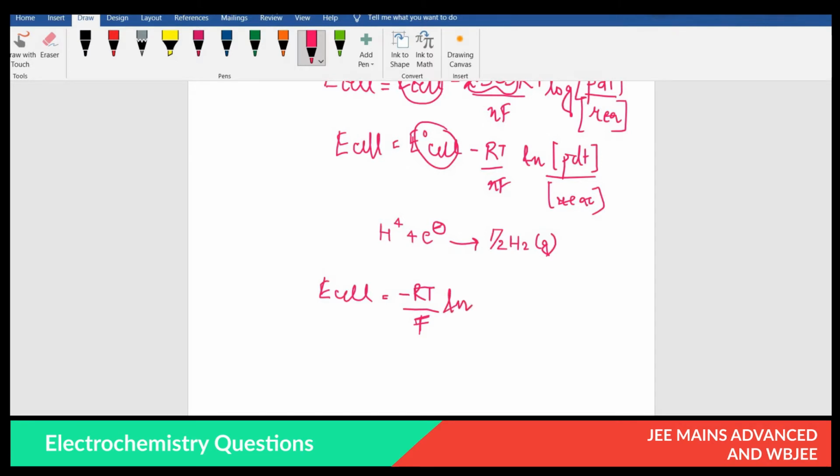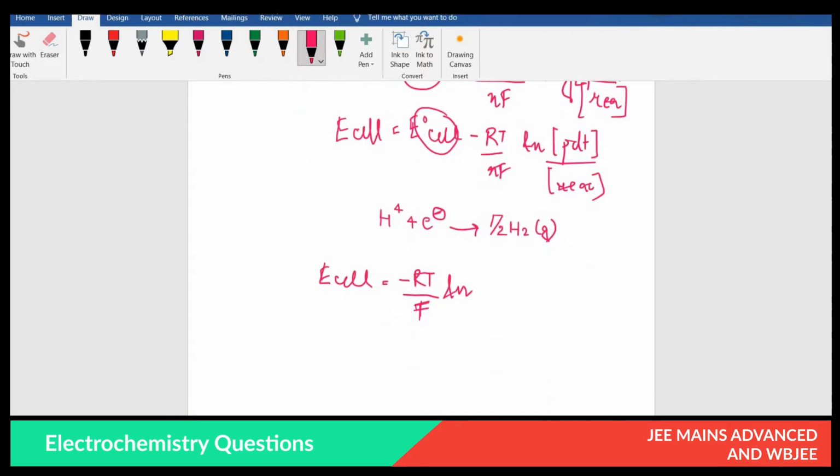ln of, now how would we write the product? The product is H2. Right, students? H2 is a gas, so the concentration of any gas is given in terms of its partial pressure. The pressure is already mentioned in the question, P atmosphere. So we would write the partial pressure of hydrogen gas to the power of its coefficient here, divided by the reactant, that is the concentration of H plus ion. So that should be the answer. It matches with option A, so your correct option would be option A. Am I clear? Now let's move on to the second question.